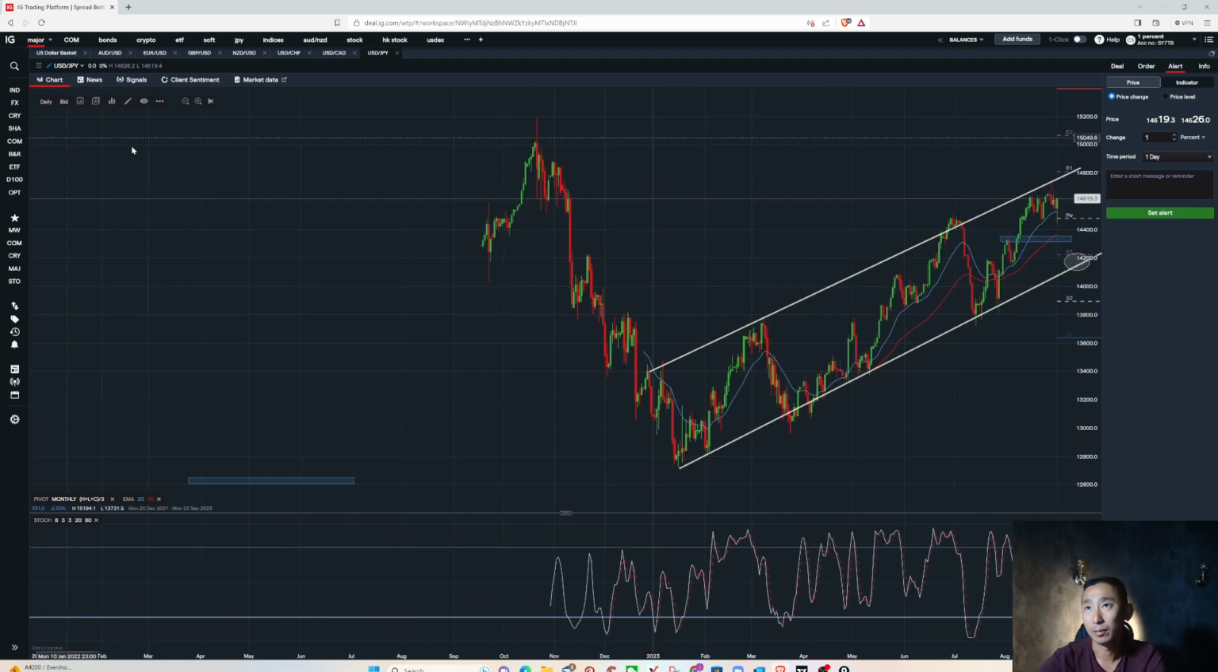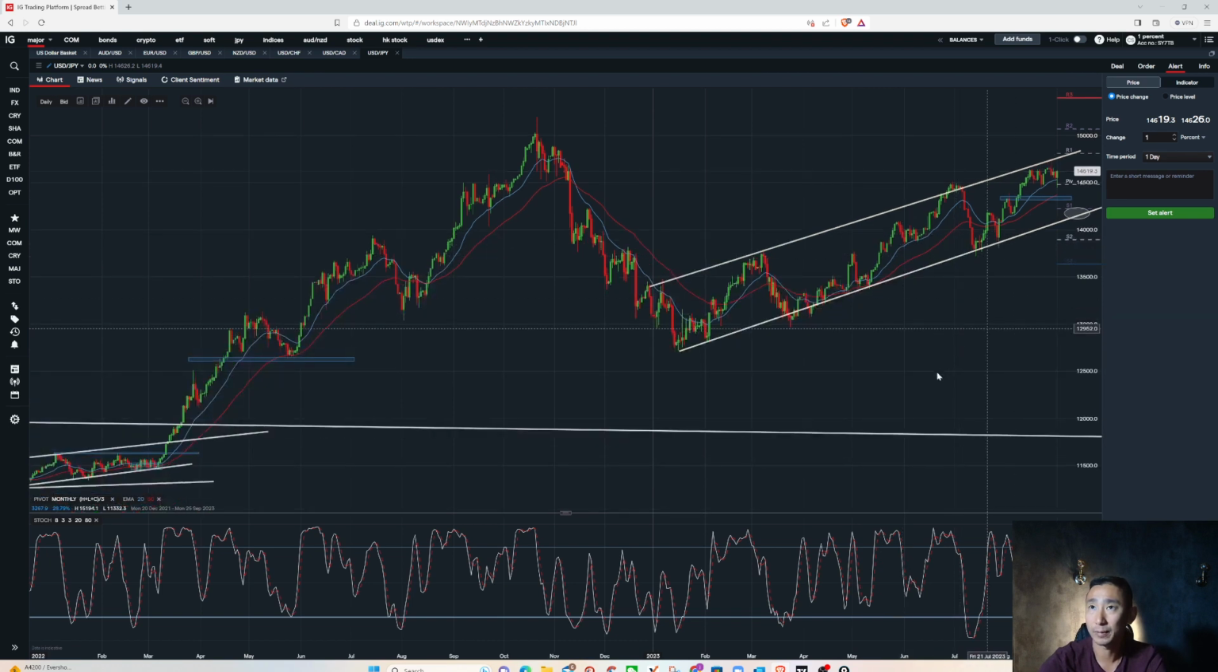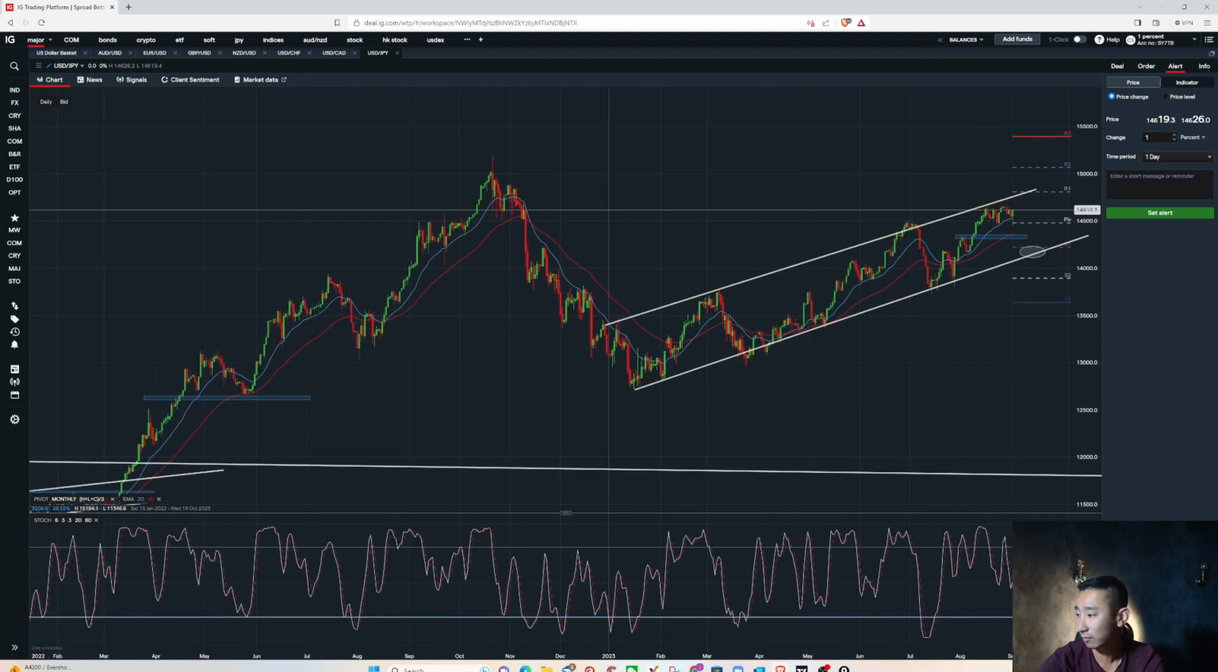Now in the middle of this it is difficult because we do have resistance. I have a channel here, so I need to see price break above and stay above, then yes, I'll take it to at least the previous swing high. So dollar yen is on the list to buy.